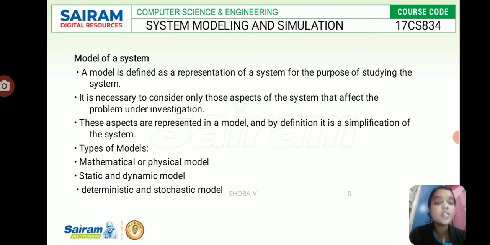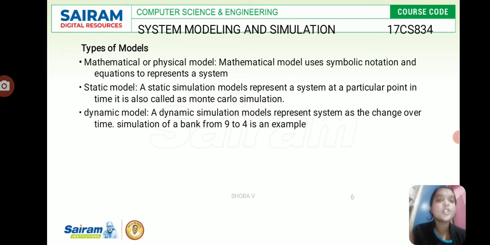So these are the types of models. One is mathematical or physical model, static and dynamic model, and deterministic and stochastic model. So types of models we will see: mathematical or physical model. A mathematical model uses symbolic notation and equations to represent a system. Here the mathematical model uses mathematical derivations or mathematical equations to represent a system.